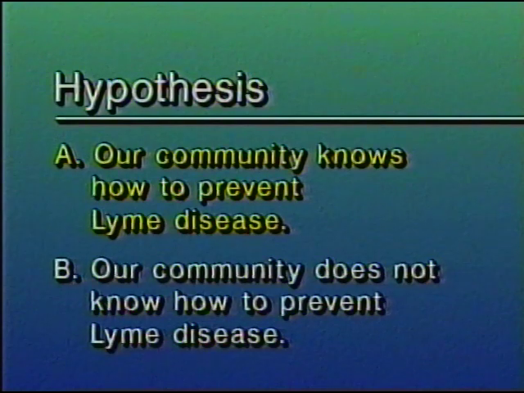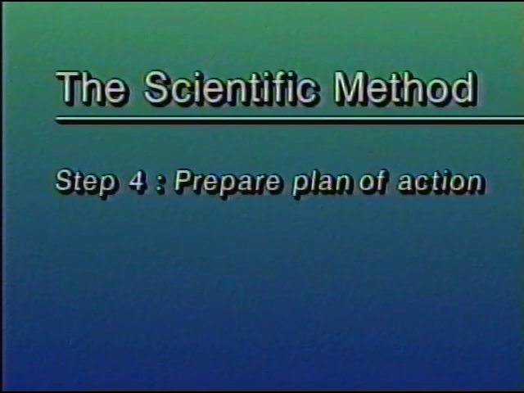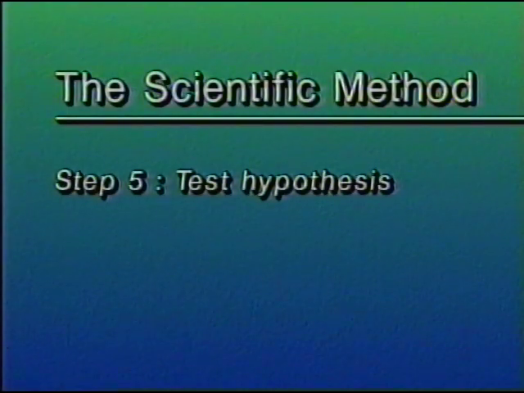Our group chose hypothesis A, supposing that students in their grade knew how to prevent Lyme disease. Then they went on to step 4, preparing a plan of action to test their hypothesis. Of course, in this case, the plan of action is provided for you. It's a survey designed to determine the level of awareness of Lyme disease prevention techniques in your community. The community our students chose to study was their class, or rather everyone present in the cafeteria the day they surveyed. Step number 5 is carry out the plan to test your hypothesis.